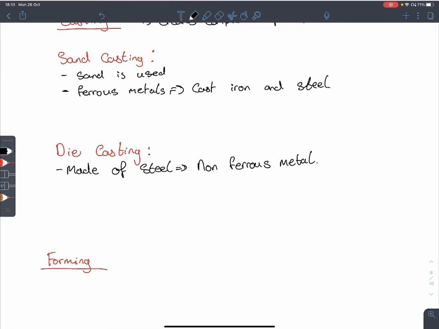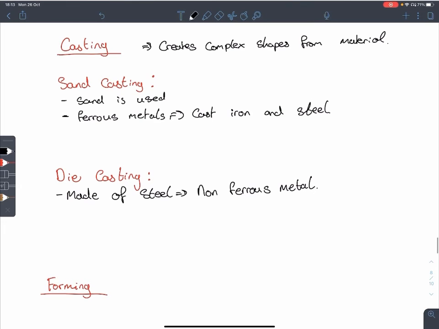So what happens here is the dies are closed and the metal is injected in. The dies are separated to eject the item. So like I said, the examples here would be aluminium, zinc, copper, and tin.